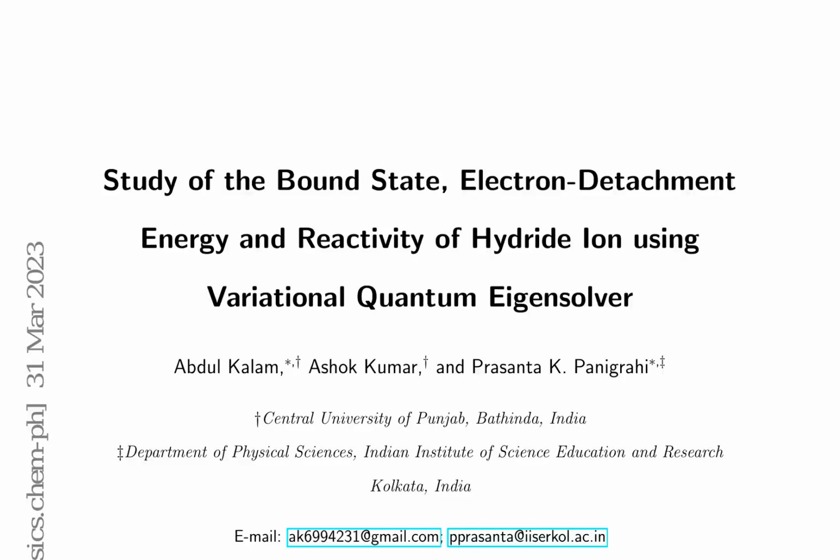This indicates that the KUK-SD method can efficiently capture complex electron correlations in the hydride ion, outperforming classical computational methods such as full configuration interaction, FCI, and coupled cluster singles and doubles, CCSD. The study also investigated reaction energies for two proton transfer reactions involving the hydride ion.